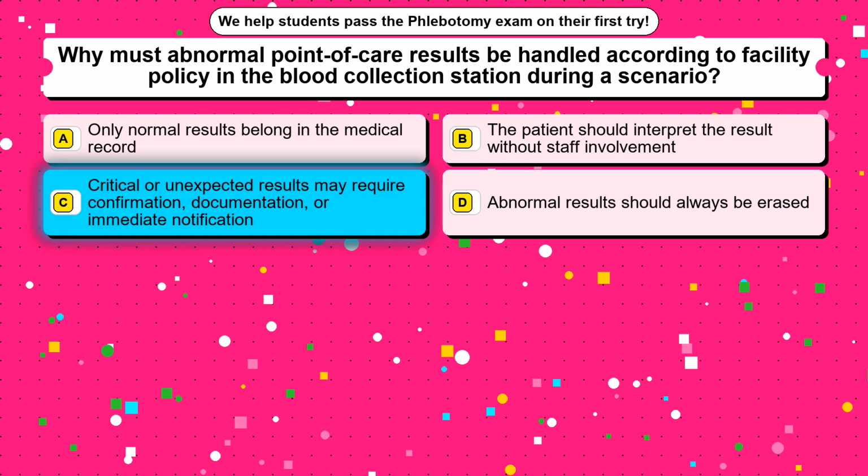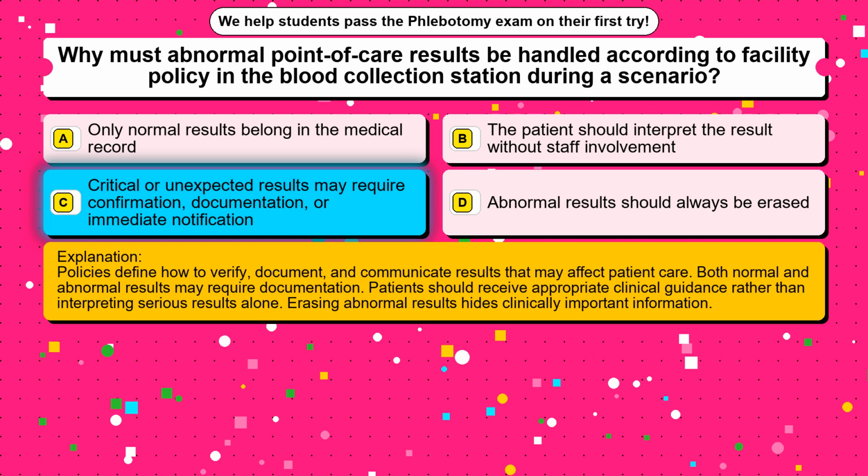The correct answer is option C. Critical or unexpected results may require confirmation, documentation, or immediate notification. Policies define how to verify, document, and communicate results that may affect patient care. Both normal and abnormal results may require documentation. Patients should receive appropriate clinical guidance rather than interpreting serious results alone. Erasing abnormal results hides clinically important information.